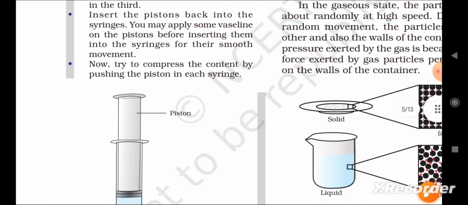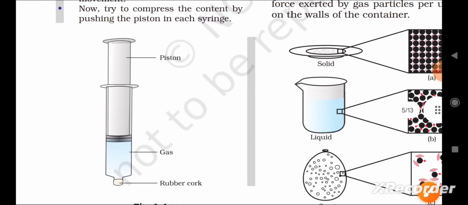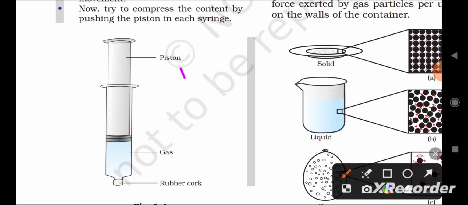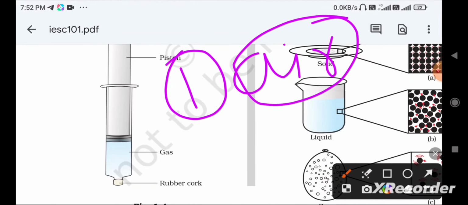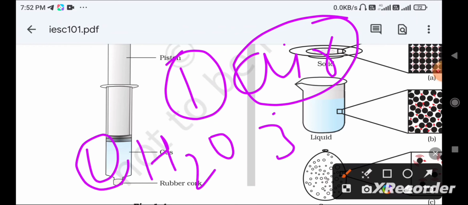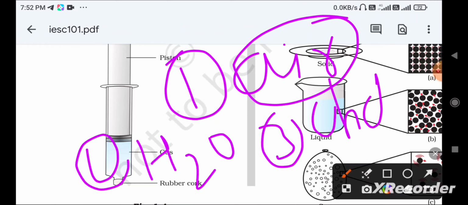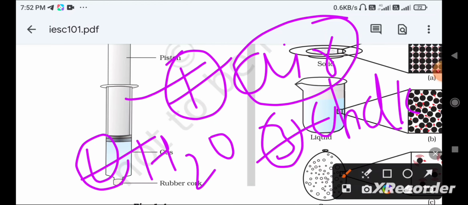From these 3 cases, which one will get easily compressed? In the first case there is only air. The second syringe has water. The third one has chalk pieces. In which case is the piston pushed in easily: air, water or chalk? We can say that in air it is easily compressible.